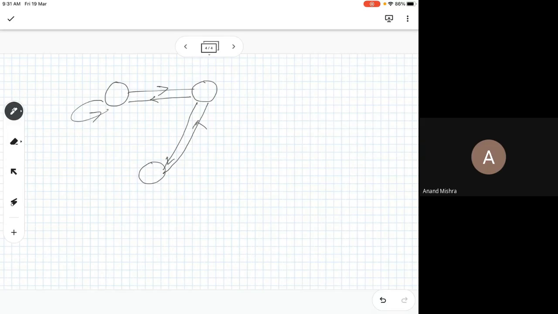Because, if you remember the definition, whenever A is related to B, that implies B is related to A. So here, whenever there is an arrow from A to B, there is an arrow from B to A. But here there is no arrow between these two, right? Let's call them 1 and 3.